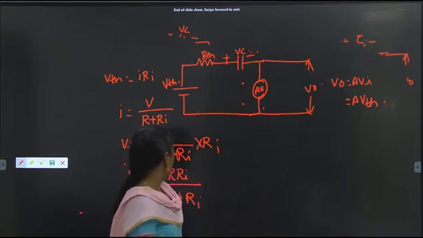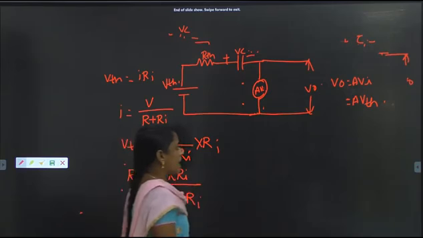What is meant by V Thevenin? V Thevenin is equal to V Ri by R plus Ri.